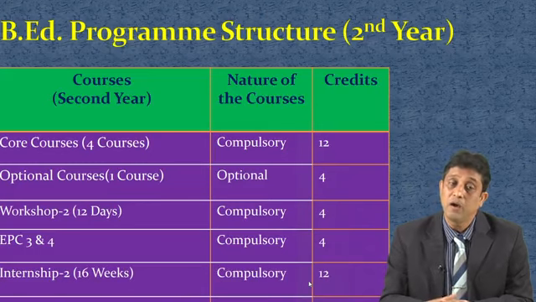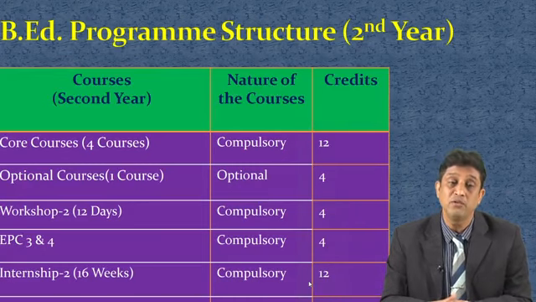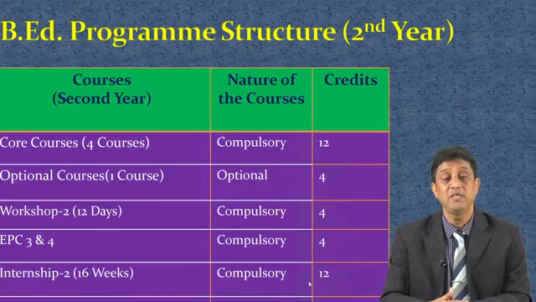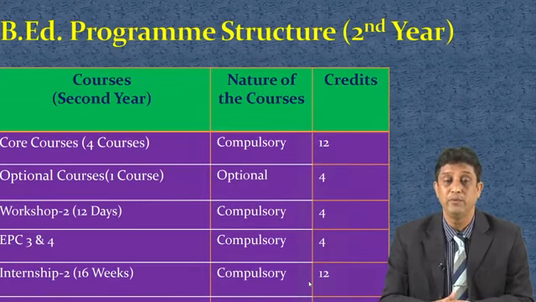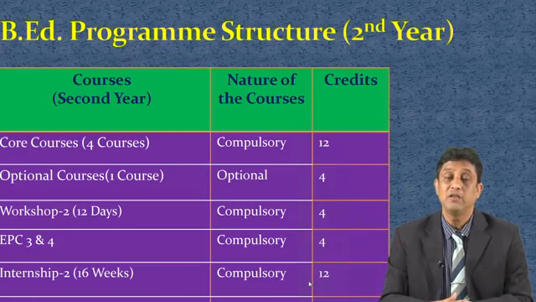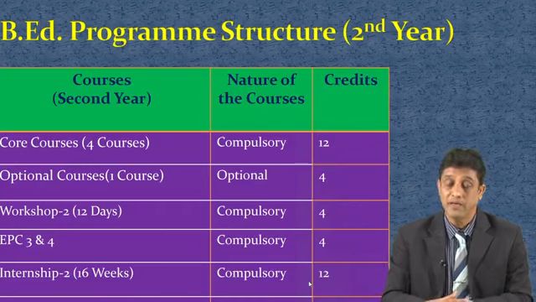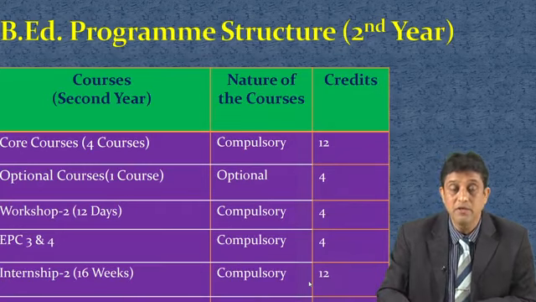So here, 16 weeks, that is completely 4 months, of internship they have to do in a school. The total credit of this internship 2 is 12. Accordingly, in the second year the learners have to earn 36 credits. So the total credit of this program is 72. Friends, let us go forward.